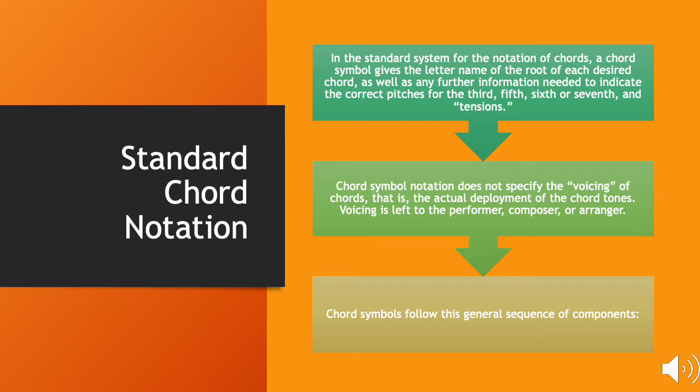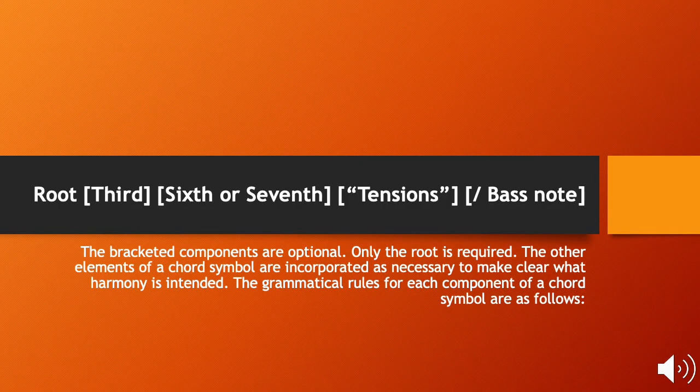Chord symbols follow this general sequence of components. Standard chord notation. Chord symbols follow the general sequence of components of root, then a third, then a sixth or seventh, then a tension, over a bass note. The bracketed components are optional. Only the root is required. The other elements of the chord symbol are incorporated as necessary to make clear what harmony is intended. The grammatical rules for each component of a chord symbol are as follows.